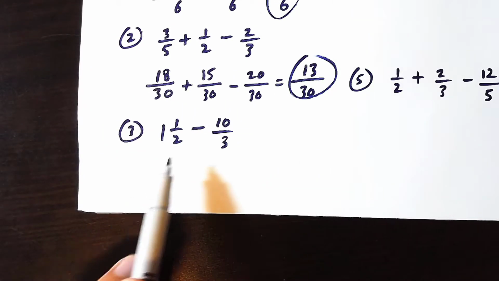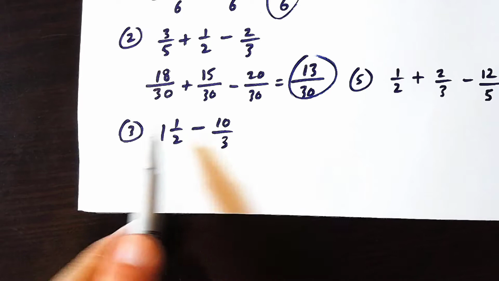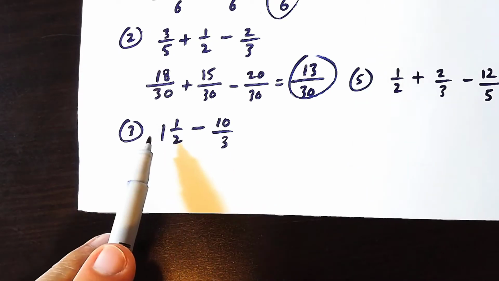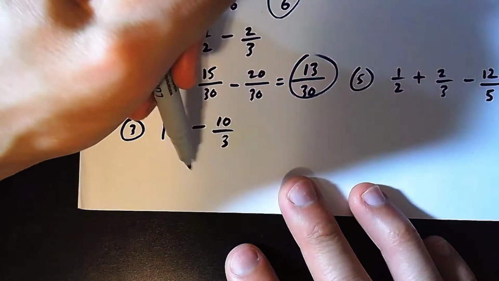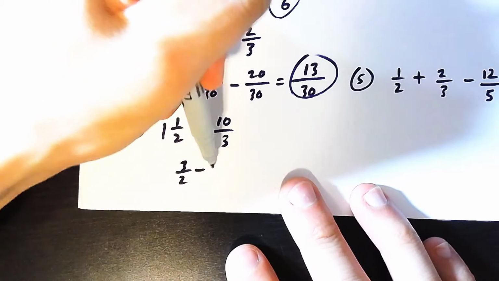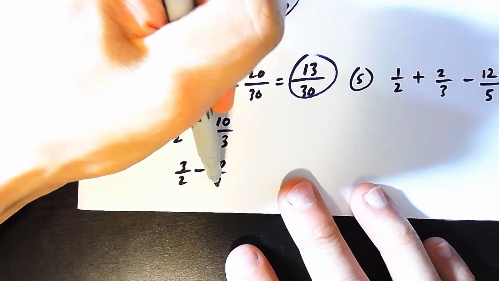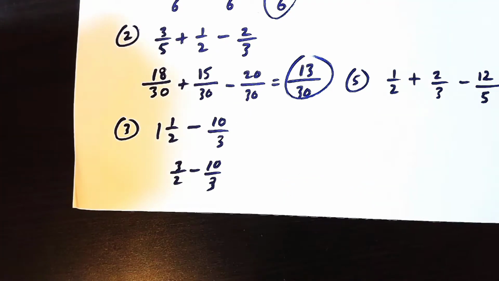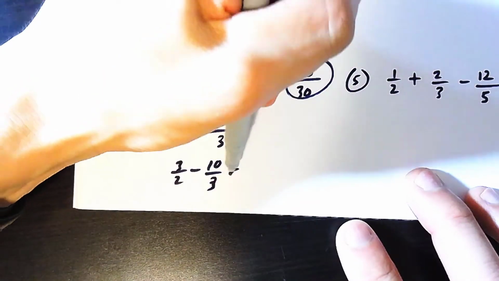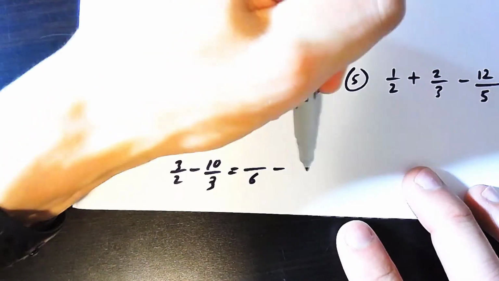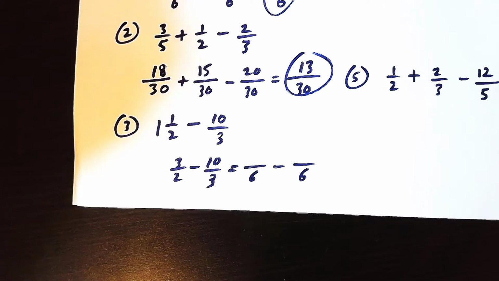Let's move on to this one here. We have a mixed fraction here actually. So 2 times 1 is 2, plus 1 is going to be 3. 3 over 2 minus 10 over 3. We have to make the bottoms the same. So let's choose the denominator 6, the LCM.